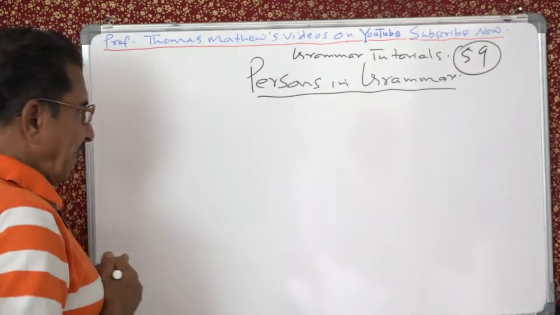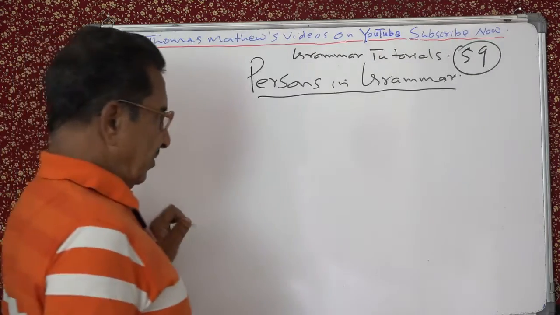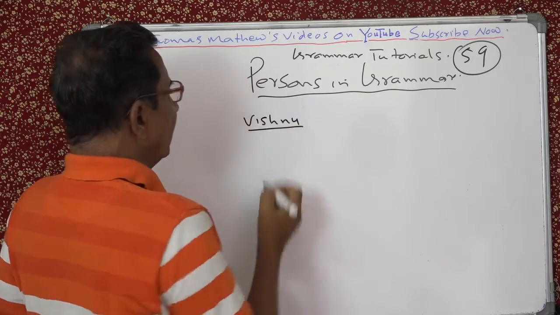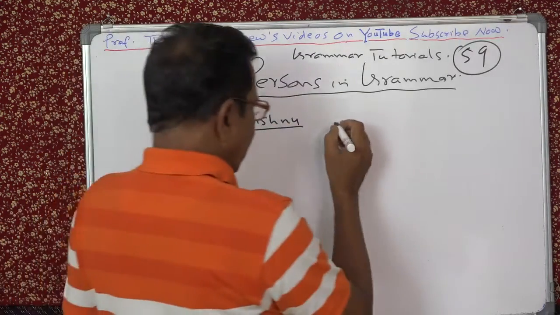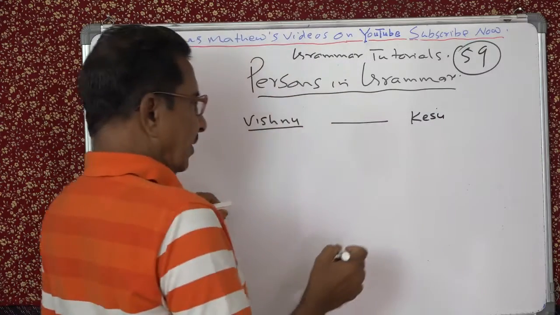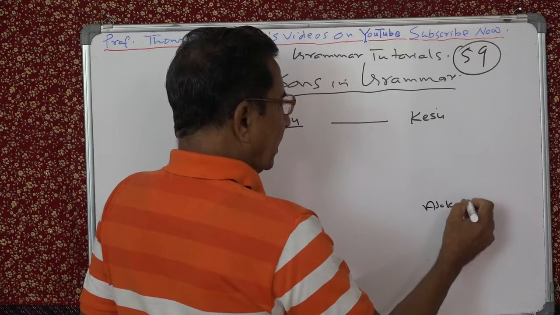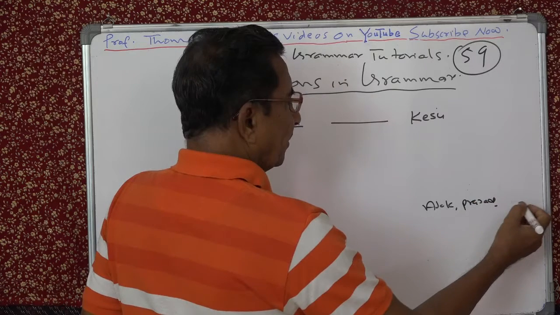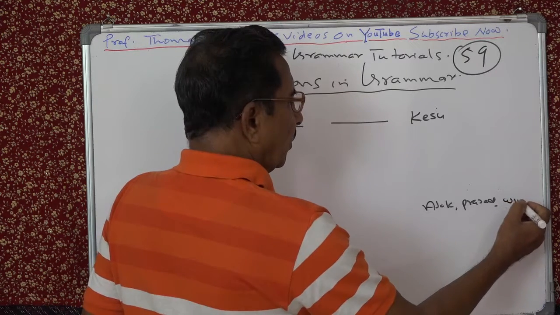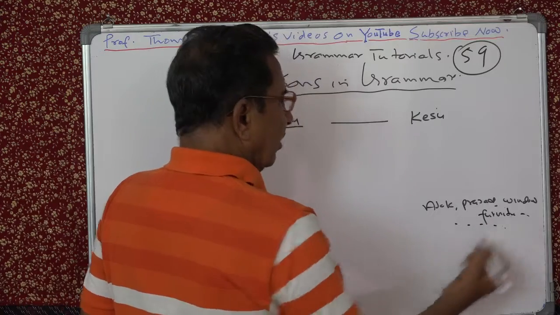Now look at this. Say you have Vishnu, and Vishnu is speaking to Keshu. And there are other people here, like Ashok, Prasad, and then some other things like a window, furniture, and so on. So many things in the world, all the things in the world.